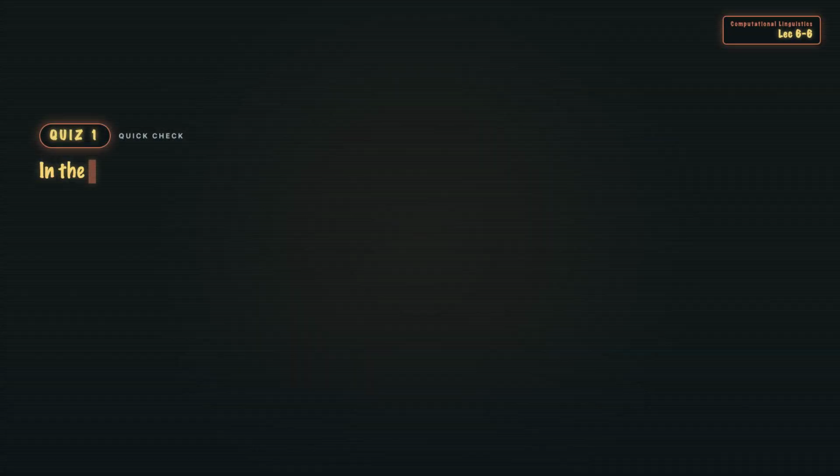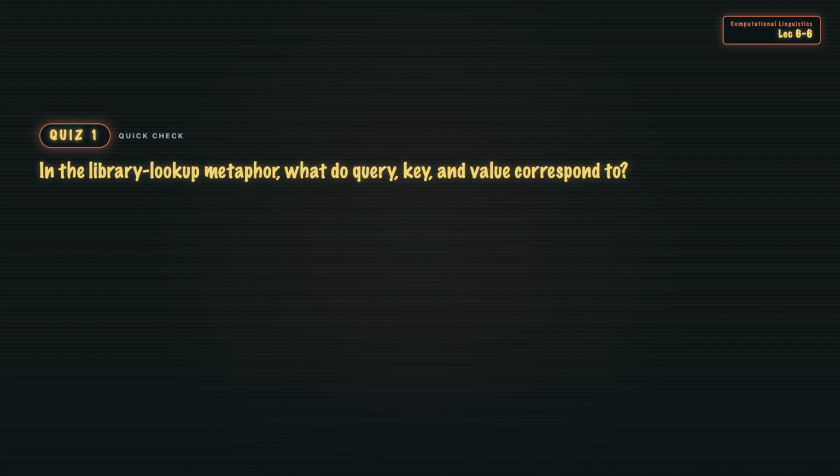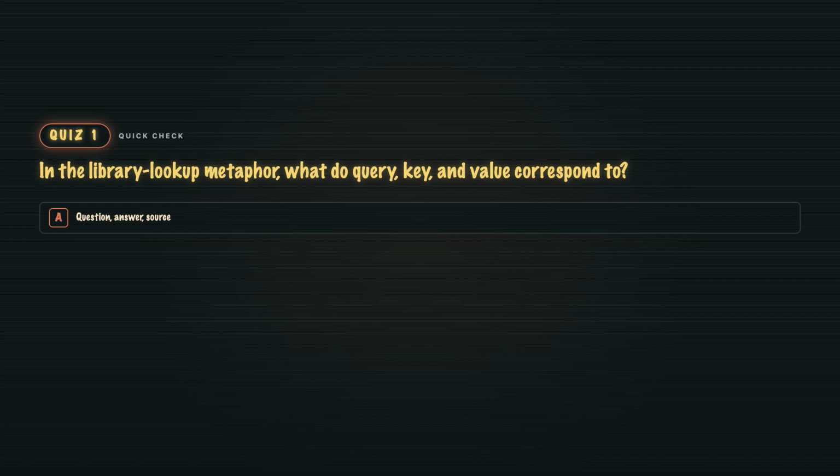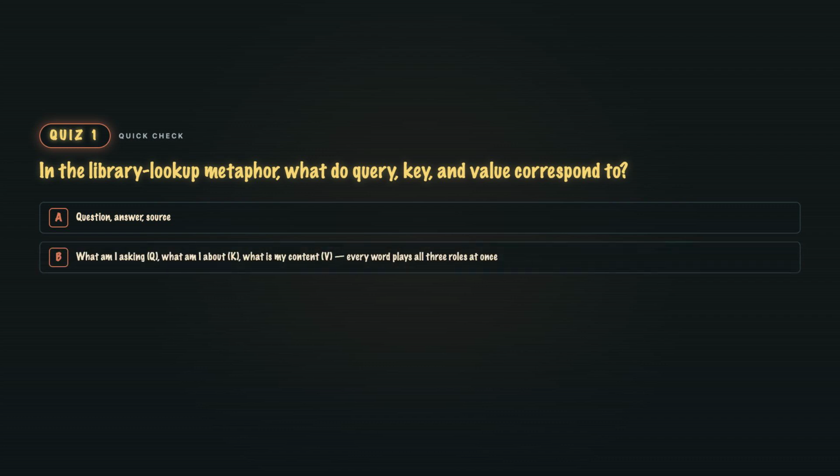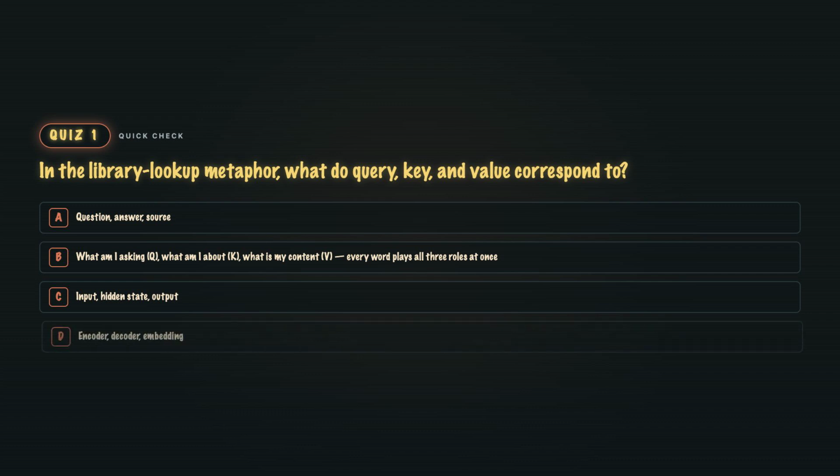Quiz 1. In the library lookup metaphor, what do query, key, and value correspond to? A. Question, answer, source. B. What am I asking? Q. What am I about? K. What is my content? V. Every word plays all 3 roles at once. C. Input, hidden state, output. Or D. Encoder, decoder, embedding.